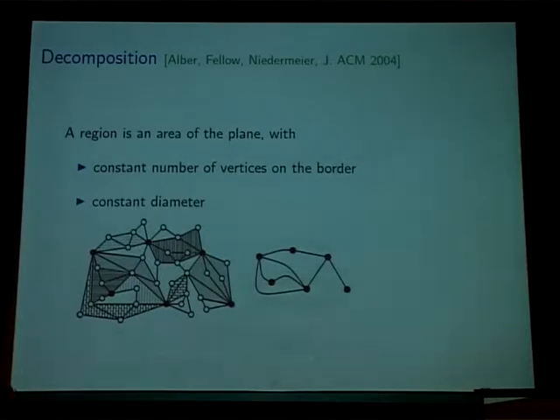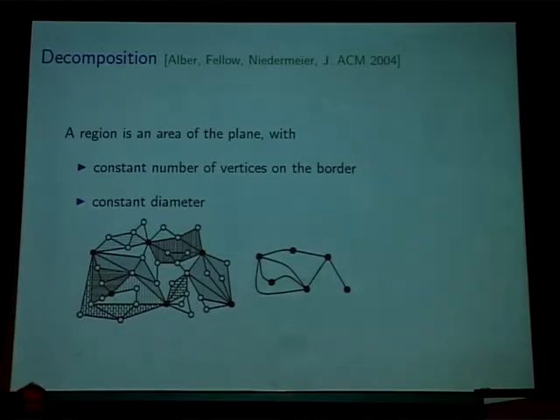So the region is just a kind of, so you have a planar graph, and then you have some regions of the plane. So there are some paths in a graph which partition the plane into regions. And the properties of these regions were that every region has a constant number of vertices on the border, and also of constant diameter.